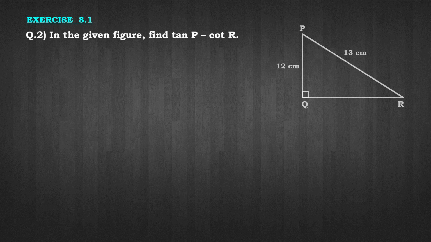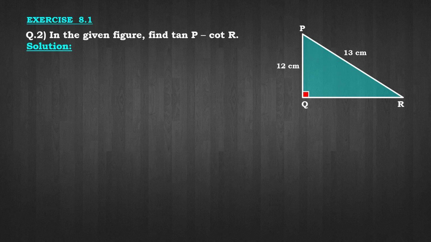Let us now solve question 2. We are given a triangle named PQR and it is right angled at point Q. We are asked to find the value of tangent P minus cotangent R. First, let us observe the given figure. The length of side PQ is 12 centimeters. The length of side PR is 13 centimeters. The length of side QR is not given.